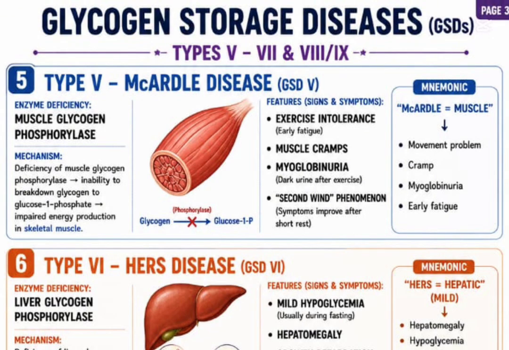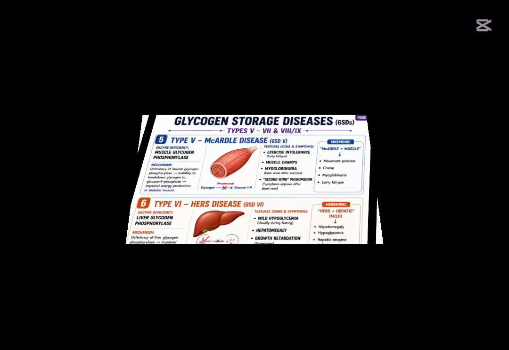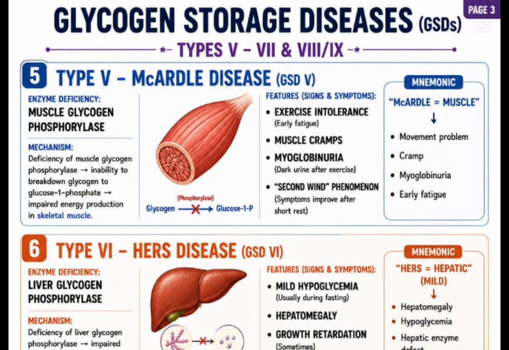There will be myoglobinuria, which means your body will be releasing myoglobin into your urine, so your urine will be dark anytime you're exercising. Are you getting the second wind phenomenon? What is second wind phenomenon? Symptoms improve after short rest. So when you relax, the symptoms will improve and also increase again. So McArdle's disease, don't forget.